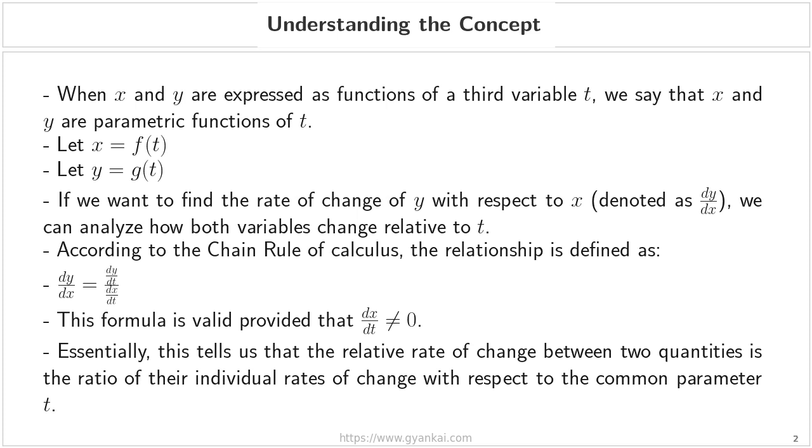Essentially, what this tells us is that the relative rate of change between two quantities is simply the ratio of their individual rates of change with respect to the common parameter, t. In the next slide, I will guide you through the exact step-by-step procedure to calculate this value.